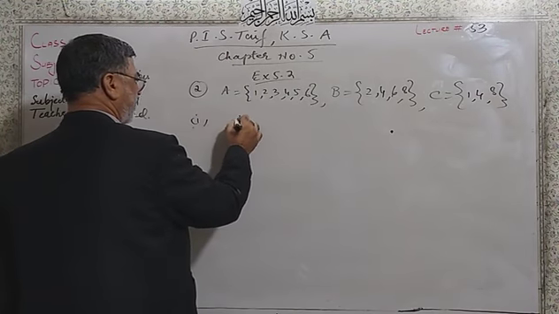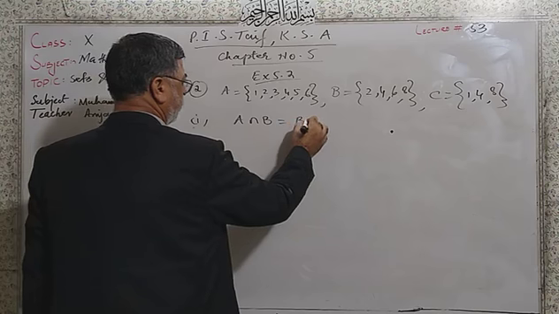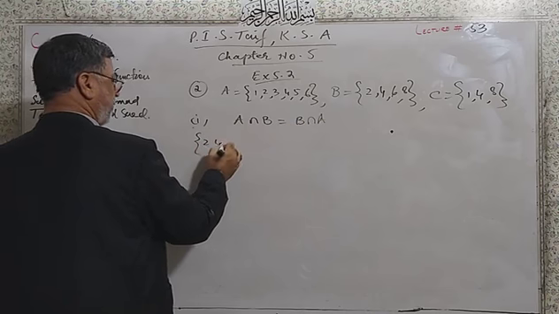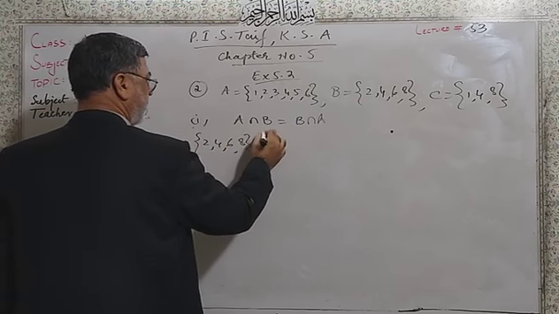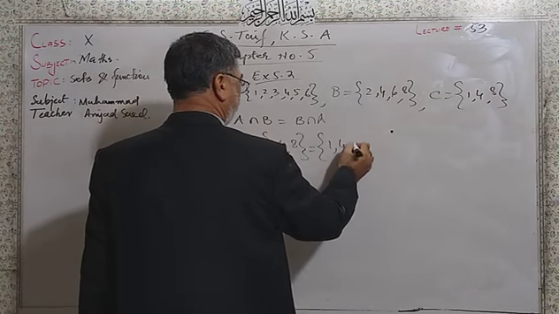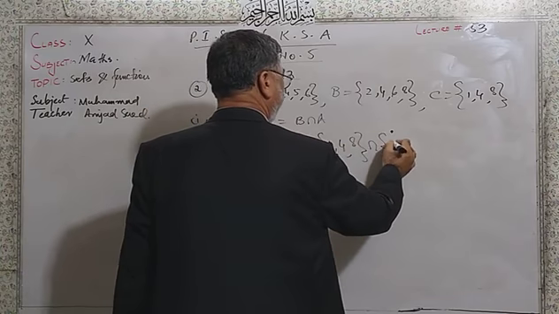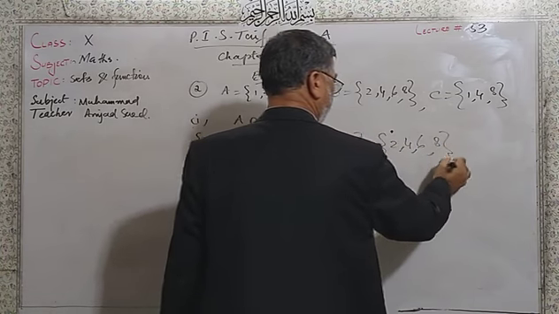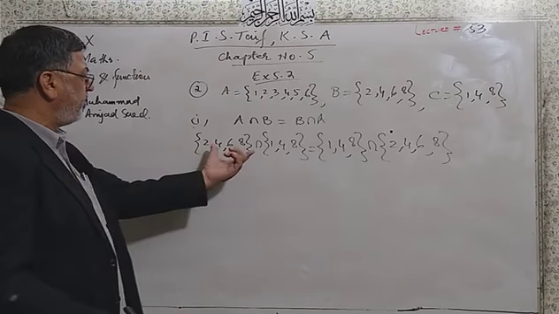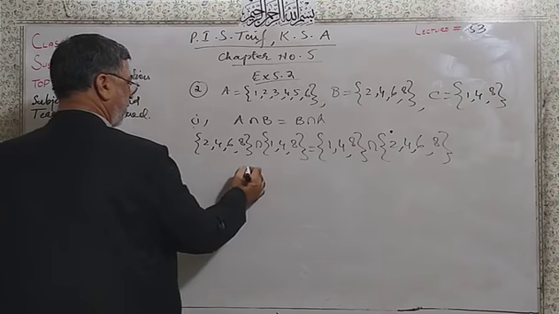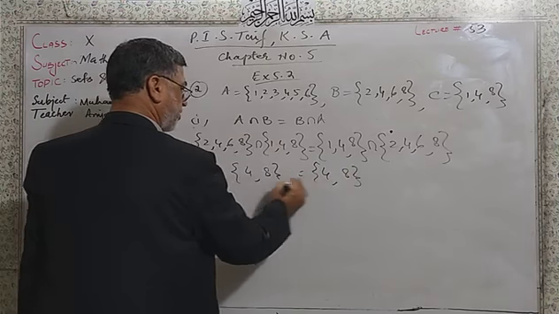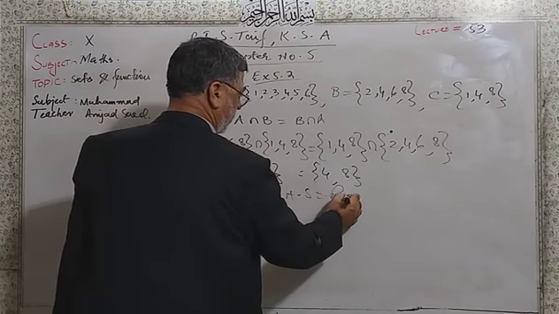You have to prove that A intersection B is equal to B intersection A. Using values, A is 2, 4, 6, 8, intersection B is 1, 4, 8, is equal to B, which is 1, 4, 8 first, then intersection A, which is 2, 4, 6, 8. Dear students, you can check what is common in both. Intersection means common members of two sets. 4 and 8 are common in both. So left hand side is equal to right hand side.